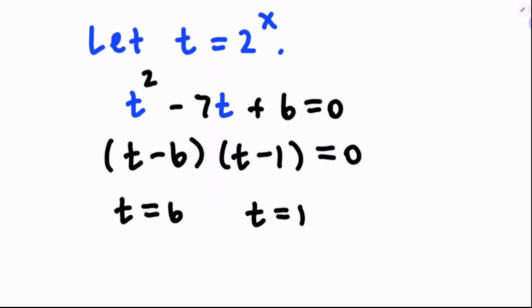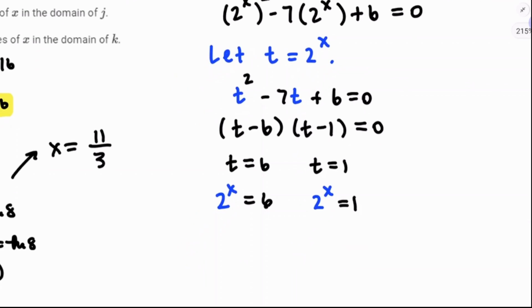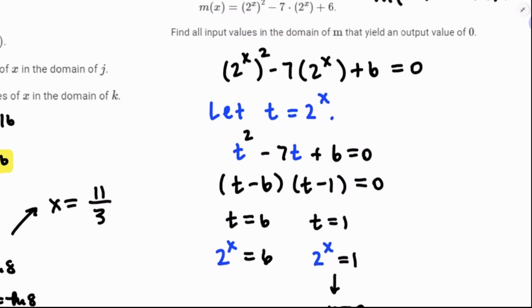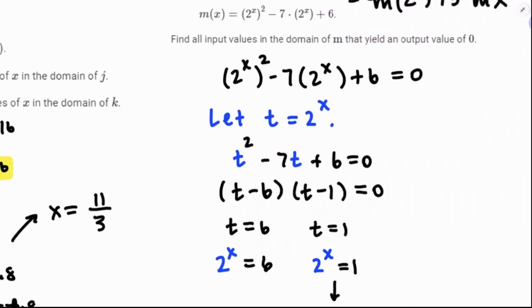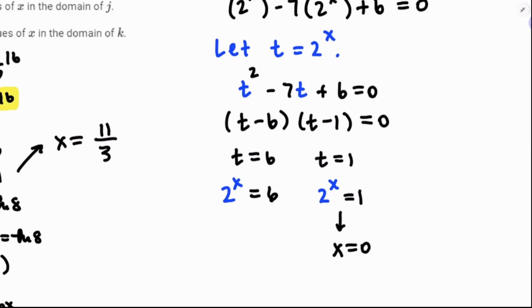But remember, the input values of this thing are x's, and t equals 2 to the x. So I'm going to go back and undo my substitution. 2 to the x equals 6, or 2 to the x equals 1. On the right, we can solve this one with our eyes. This is going to be x equals 0, and that is in the domain of m, right? m has no restriction on its domain. There's nothing we can't put as an exponent.